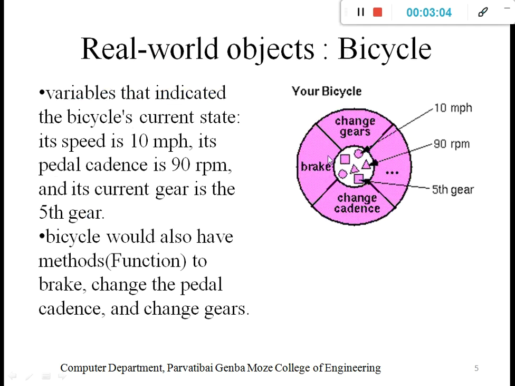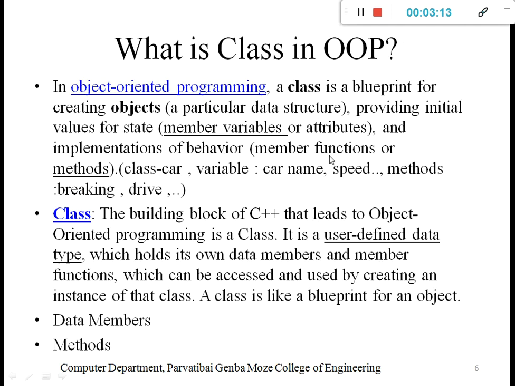Now we will understand exactly what a class is. We already understood what is meant by an object: your bicycle is an object. Then what is a class in OOP, object oriented programming? A class is a blueprint for creating an object. A class is a blueprint to create the object.